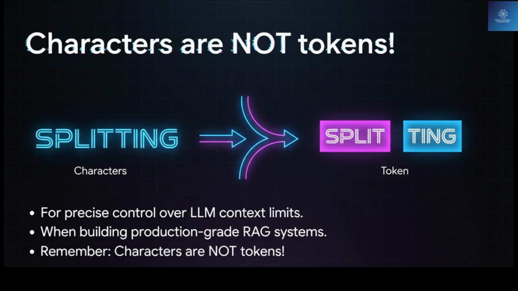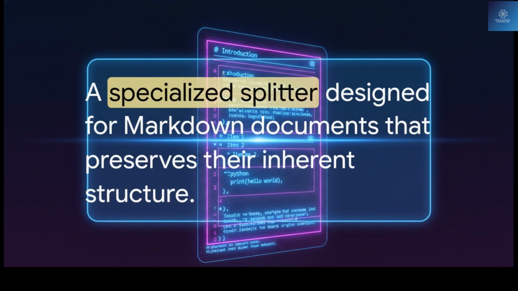So when you're in a production system, trying to manage costs and context limits perfectly, splitting by the actual token count is the only way to be truly precise. Okay, next tool. If you're working with structured documents, think about your project's README file or any online documentation. You're probably dealing with Markdown, and for that, there's the Markdown Text Splitter.